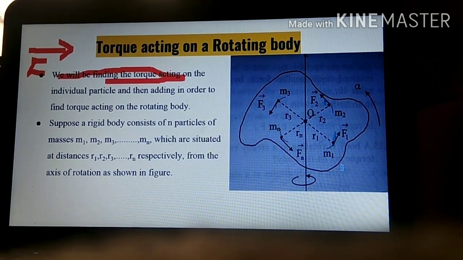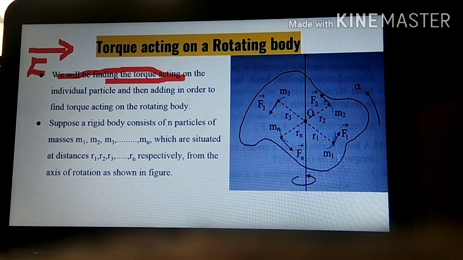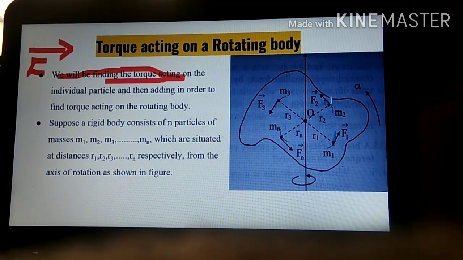If you see this diagram over here, mass m1 is at a distance r1 from the axis of rotation, and it is moving with a linear force, that is F1. Similarly, mass m2 is situated at a distance r2 from the axis of rotation, and it is moving with a linear force, that is F2. Similarly, mass m3 is at a distance r3 from the axis of rotation.